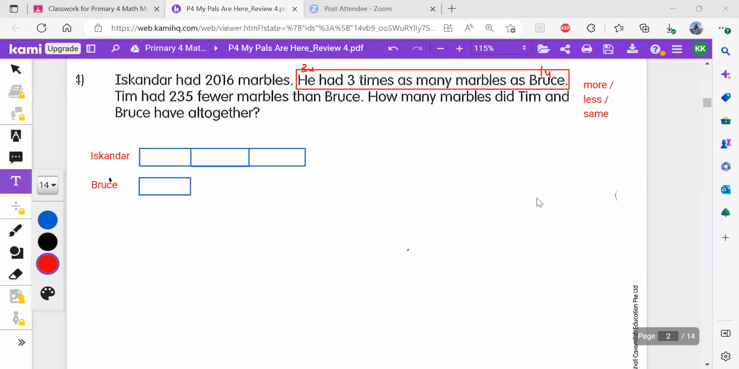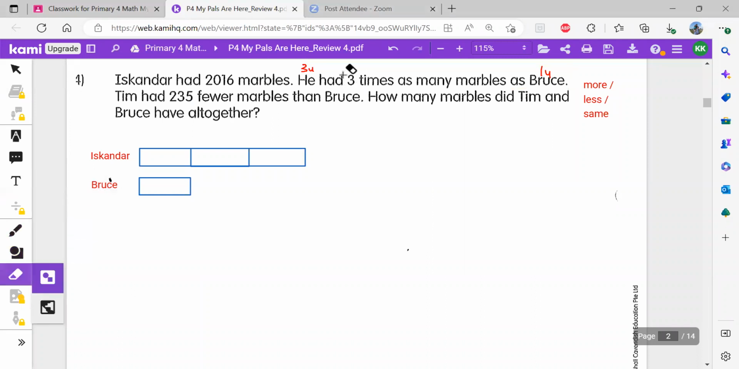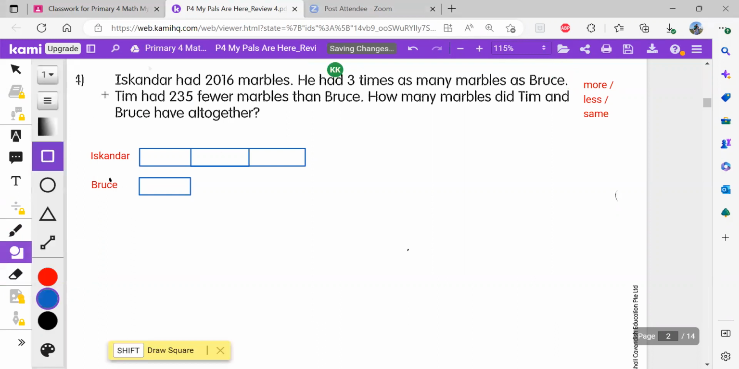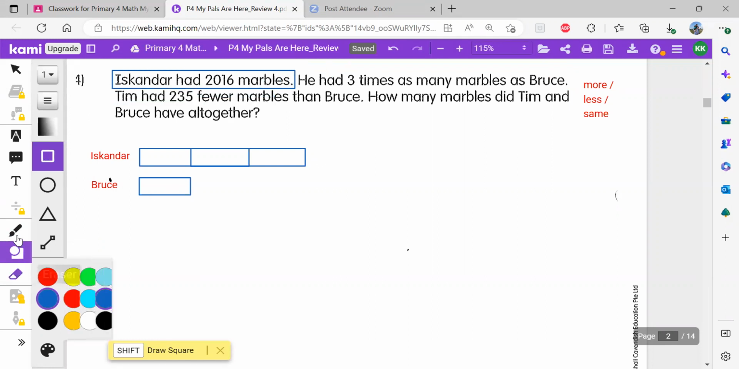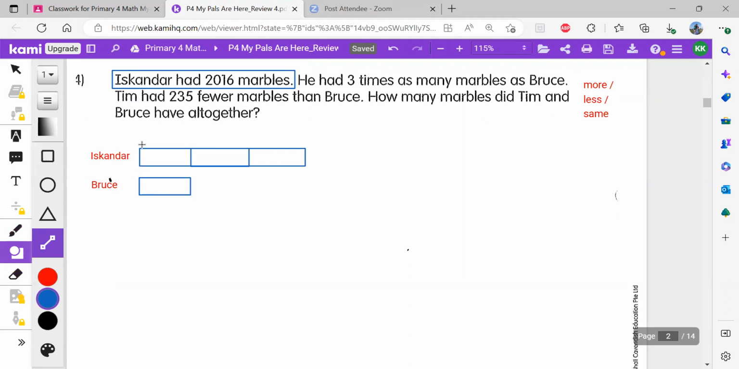So the next sentence I can see here is, okay, now which sentence should I draw? It doesn't really matter. You can draw a few things here. Now you can draw the first one already, right? The first sentence says that Iskandar had 2016 marbles. Can I show it on my model? Yes, I can, right? Iskandar has 2016, which is this whole length. This whole length is 2016.